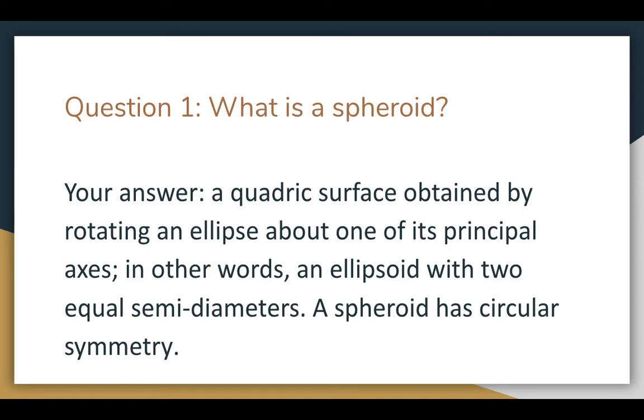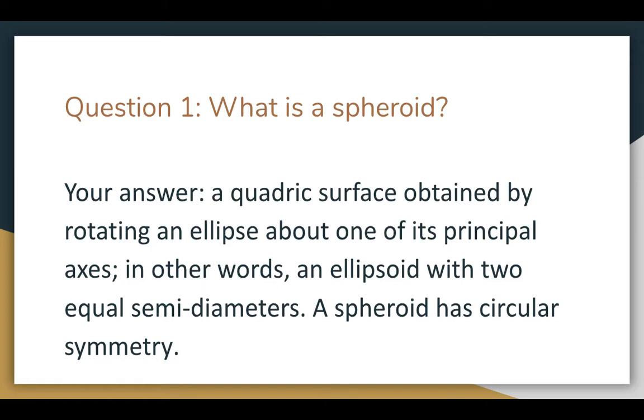And this one is a sample of the answers that you gave me: a quadratic surface, a rotated ellipse, ellipsoid, semi-diameter, circular symmetry. That's all good, that's correct. But my question is, do you understand that? Do you understand what all of that means? What all of the words mean? Maybe, maybe not, probably not. I understand it, and you could get to understand it too, but just written like that, I get the feeling that you didn't understand a single thing.